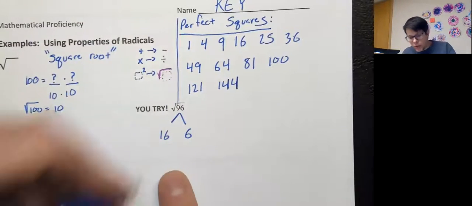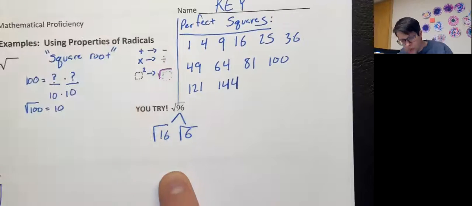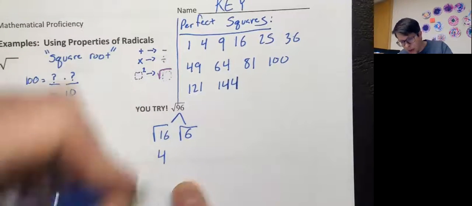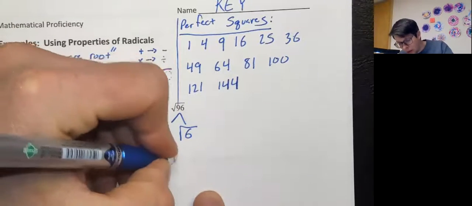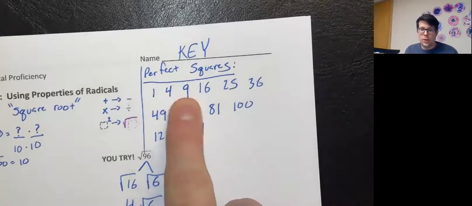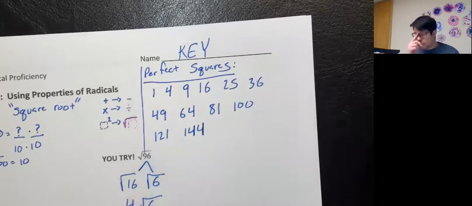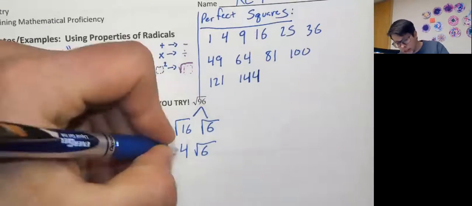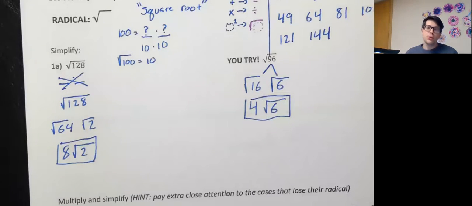The reason why I would want to use 16 is because the square root of 16 is fantastic. It's going to be 4. Square root of 6 is not so great. There is no way to get a nice value for 6. 6 is halfway between 4 and 9 right here, and we're not going to be able to do much with it. So 4 root 6 is about as nice as we can make it, and we're going to leave it like that. So those are your two most simplified versions.